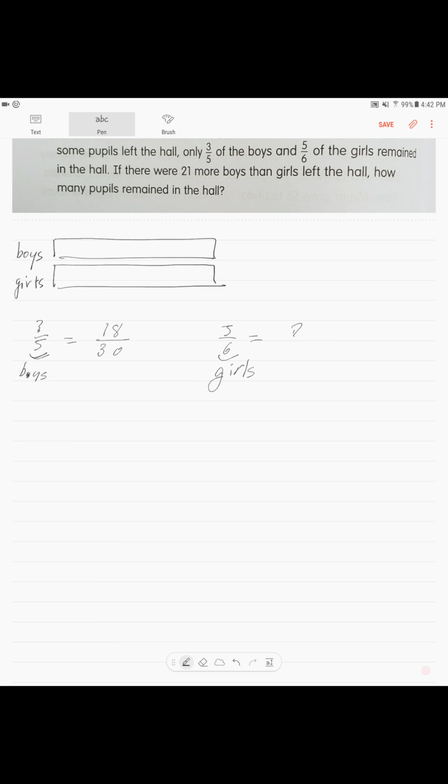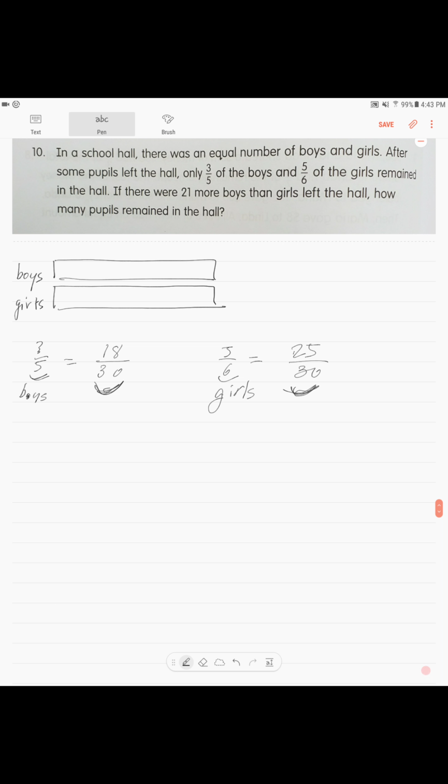So 18/30 and 25/30, right? So you can see the boys now, right? We see that they're equal amounts. This is what we did by bringing them to a common denominator, right? We are showing that initially there was the same amount of boys and girls, right? So initially there were 30 units in each group. Let's write it down. There were 30 units in each group.